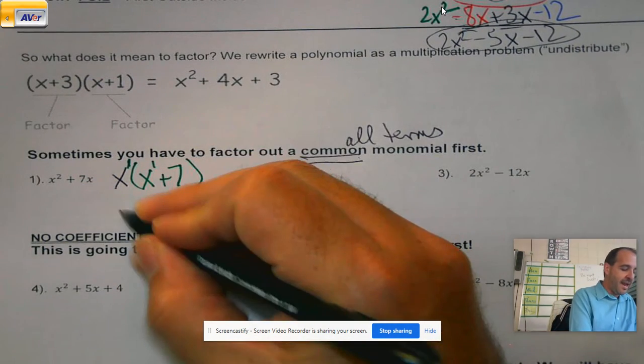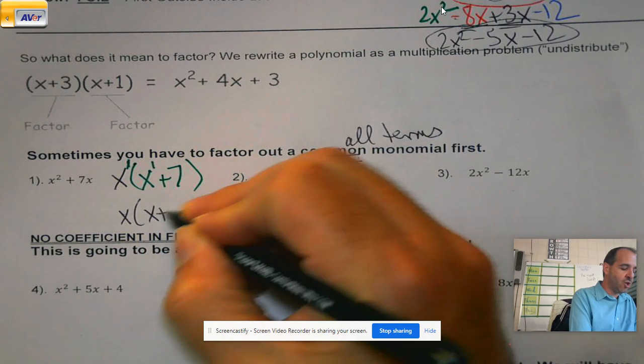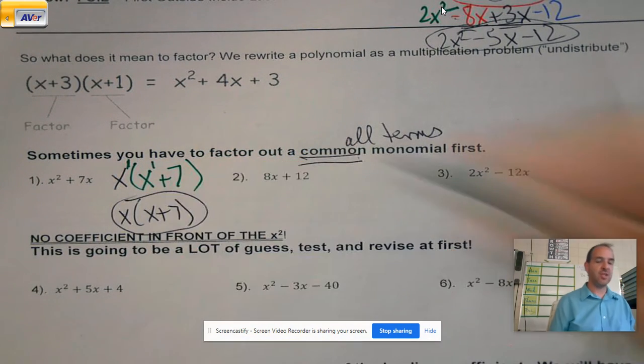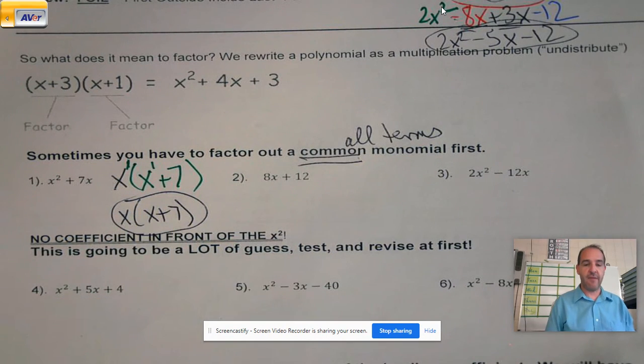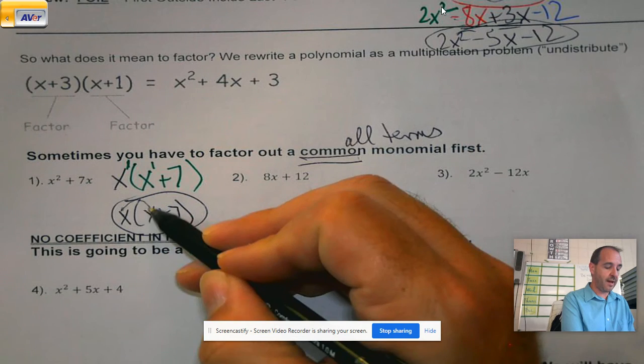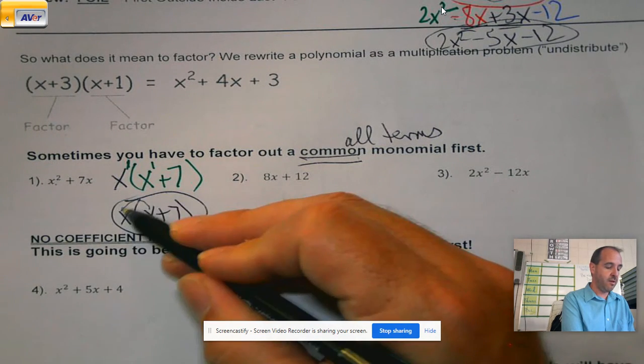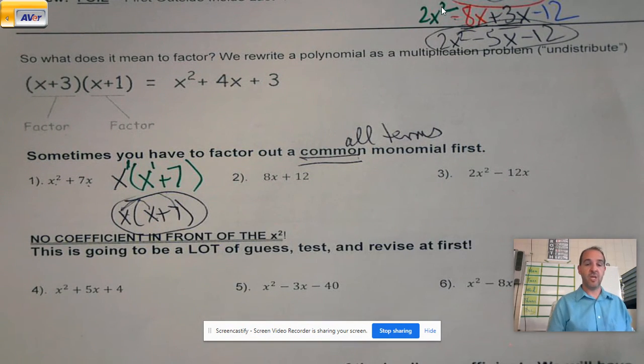We would probably, in the long term, prefer to see it this way, because when we're writing this out, or especially if you're doing it in a computer program, they're probably not going to have those little exponents there. They're probably just going to have x plus 7. Because now if I distribute, x times x is x squared, x times 7 is 7x. You have successfully undone the distributive property.